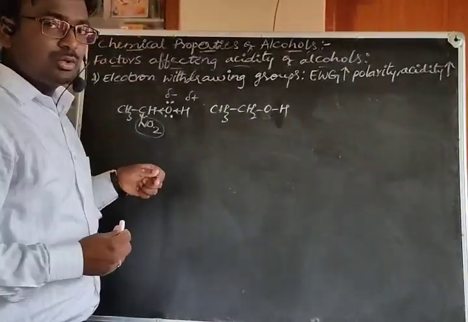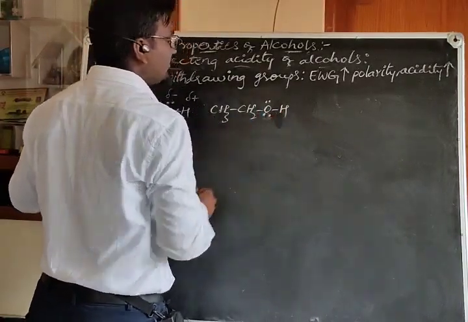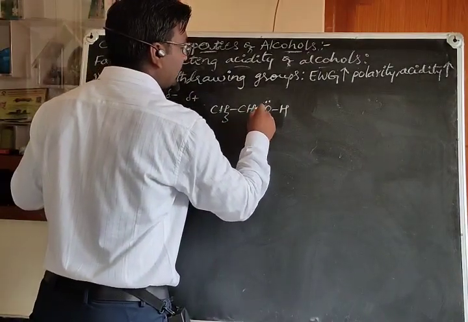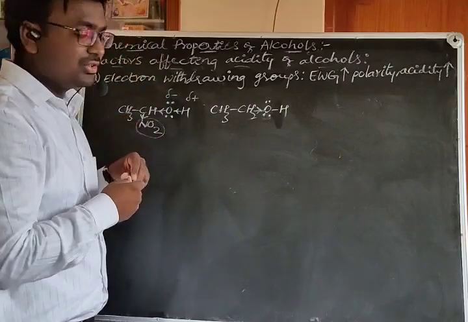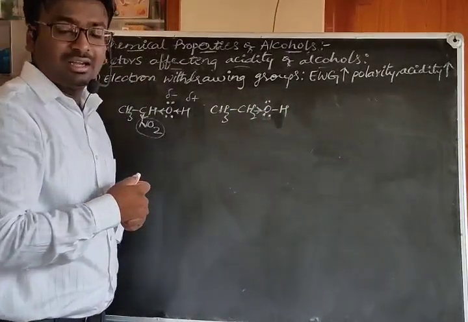Come to this molecule. Here we have lone pairs of electrons on the oxygen, and the alkyl group is an electron donating group. It is donating the electrons to the oxygen, and it is increasing the electron density on the oxygen.